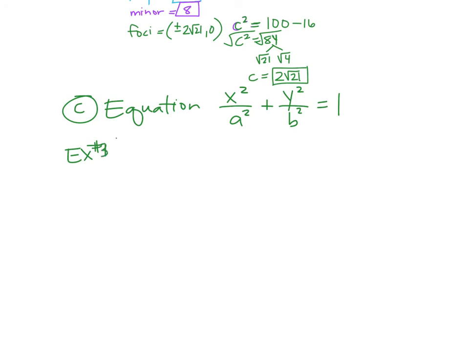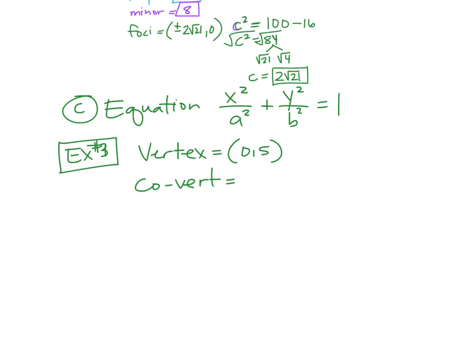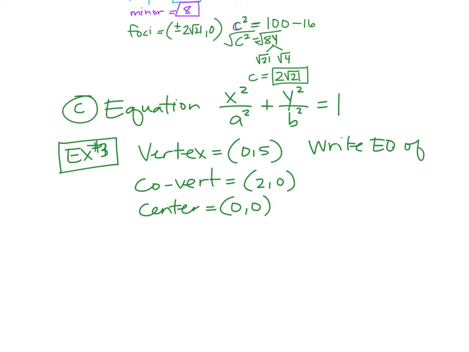So for this first one, which is example 3, we're going to say your vertex is (0, 5). You have a co-vertex of (2, 0). And the center, which really doesn't matter because we're doing all (0, 0) right now, but they will tell you your center is (0, 0). And then they're going to say, write the equation of the ellipse.